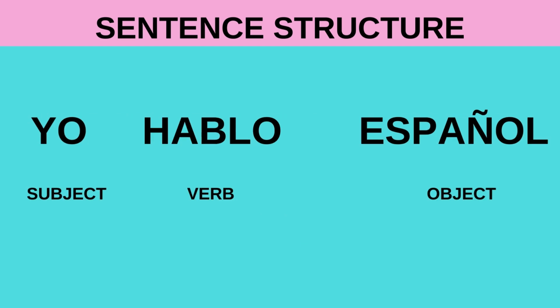Yo hablo español. Yo is the subject. Hablo is the verb. And español is the component. We will now look at some more examples.